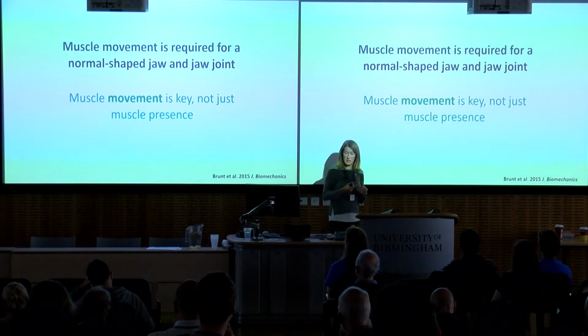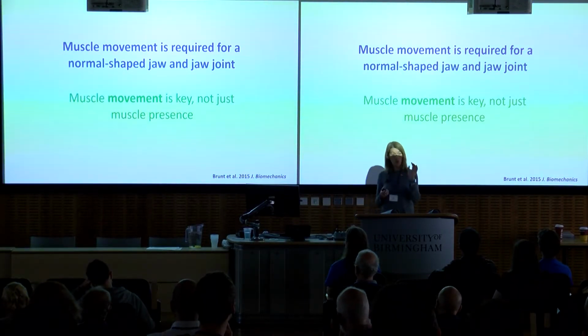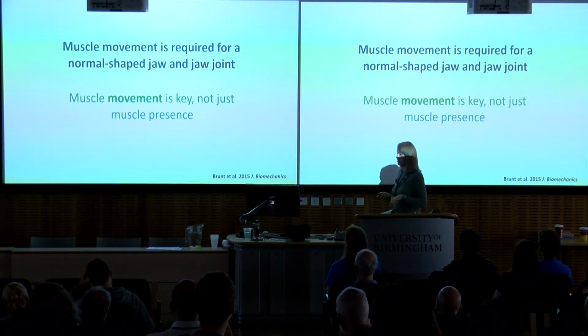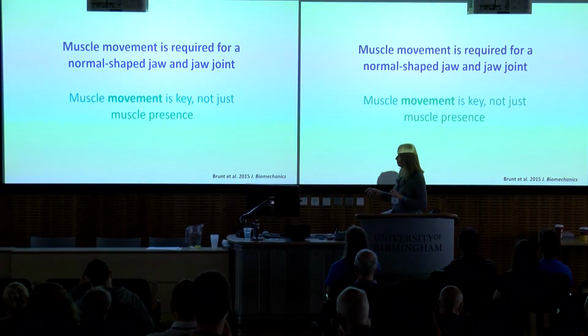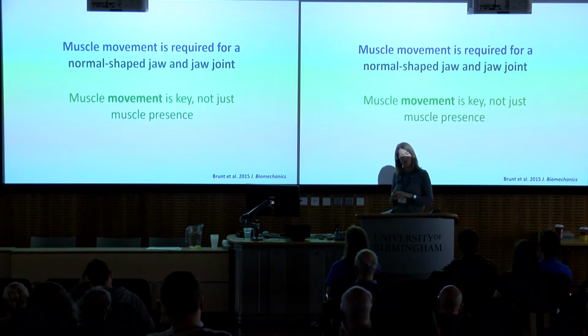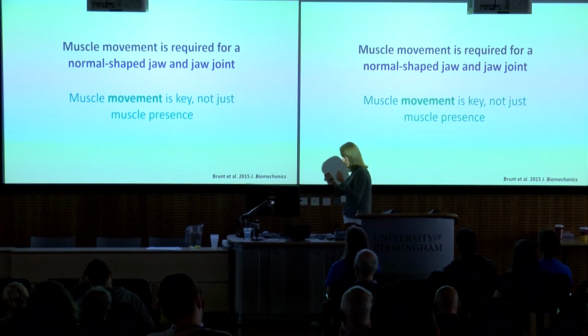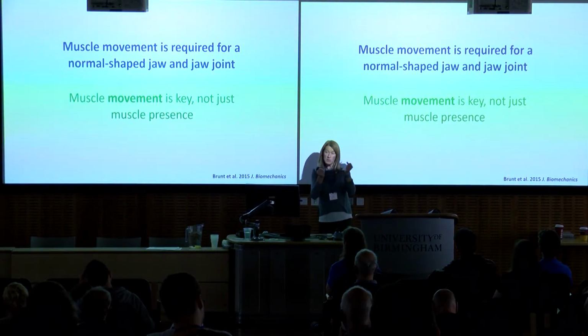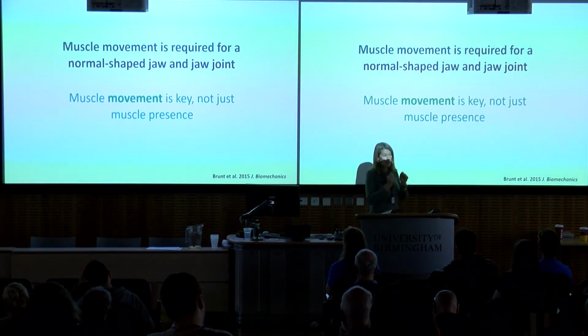So we find that muscle movement is required for a normal shaped jaw and a normal jaw joint. And you need to be moving your muscles, not just having muscles there, because remember those rigid paralysis ones, they've got their muscles contracting, but those muscles are not moving and they still have messed up jaw joints.